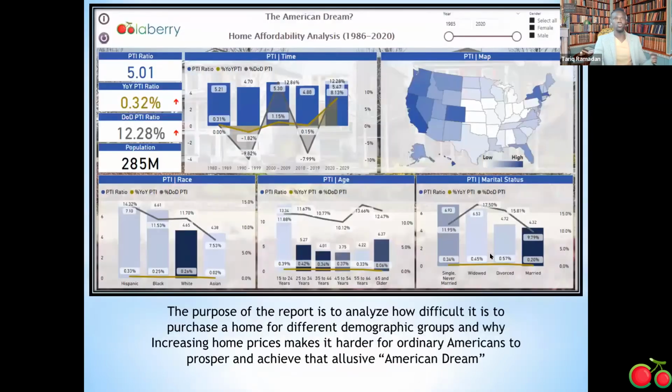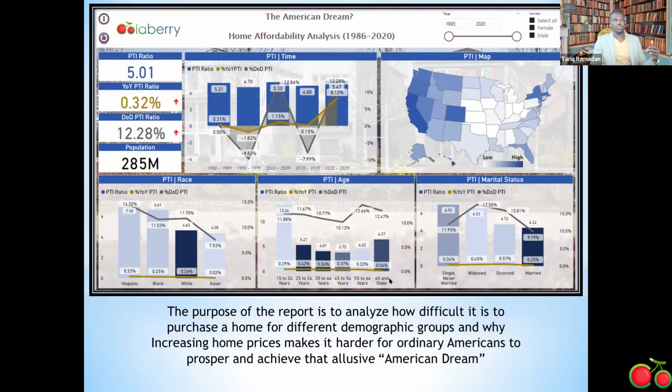So this report consists of five visuals. Price to income, which shows the overall price to income of the nation from 1985 up to 2020. A map visual that shows the price to income of each state. This one is from 2016 to 2020. A race visual that shows the price to income broken down by the four major races. And then a price to income age visual, which breaks down the price to income by the six categories of age. And then finally, marital status, which breaks down the price to income into the four categories.